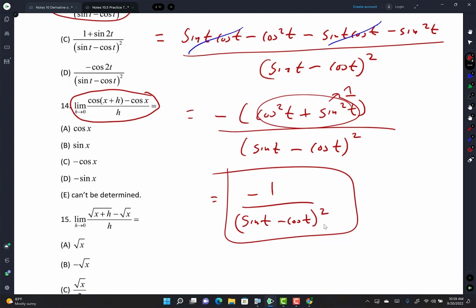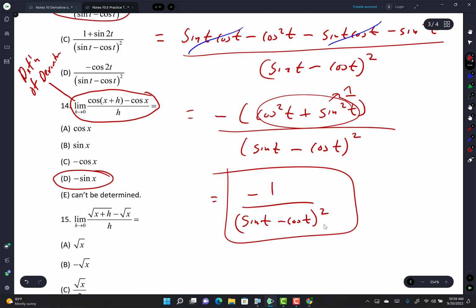Perfect. This is the definition of derivative, guys. Write that down. That is the definition of derivative. So they want the derivative of cosine x. What's the derivative of cosine x? Negative sine x. So this is why limits were so important, guys.